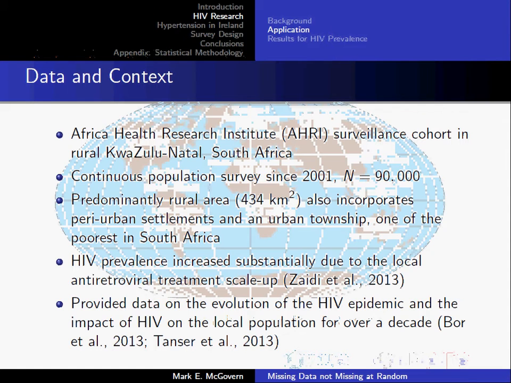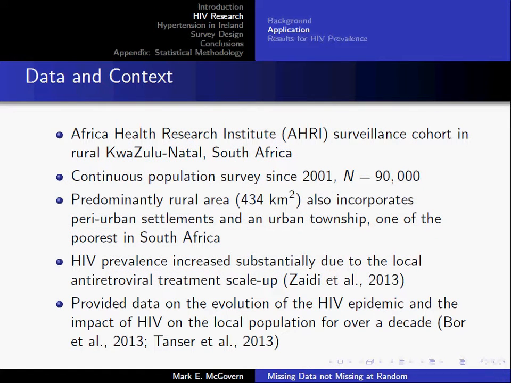Let me take you through now the application of this approach to a particular data set. So this is the Africa Health Research Institute surveillance cohort, which is based in rural KwaZulu-Natal in South Africa. And it's essentially a continuous population survey, which has been taking place since 2001. So basically all residents of the particular area have been participating in the survey since this time. So a continuous population survey sounds a bit nefarious, but it's conducted with close involvement with the local community. It's a very rural location, but also incorporates some town parts, and it's also one of the poorest areas in South Africa.